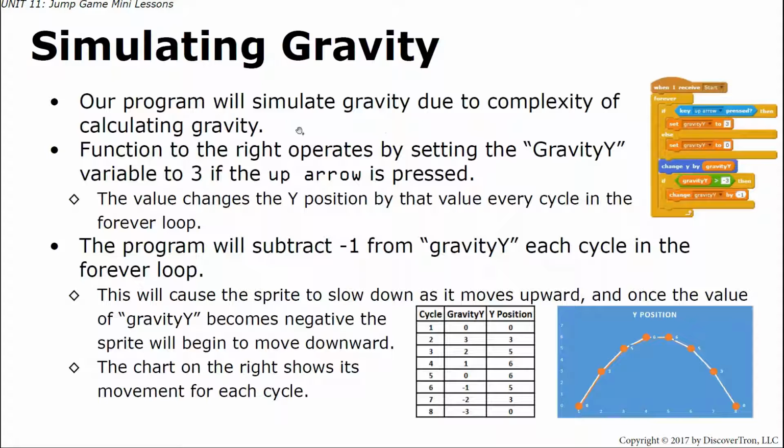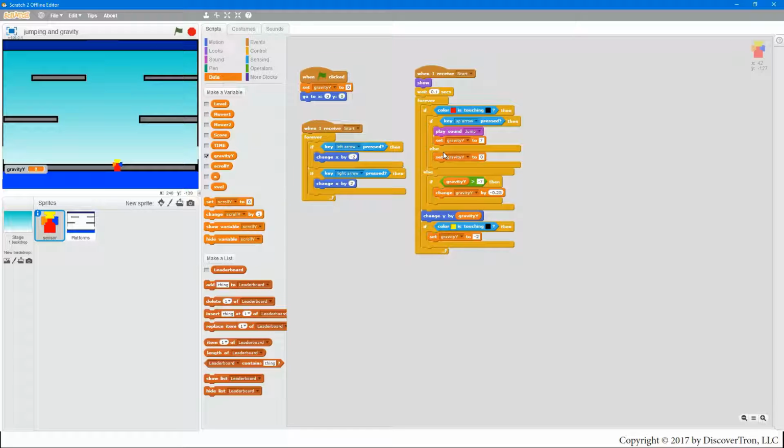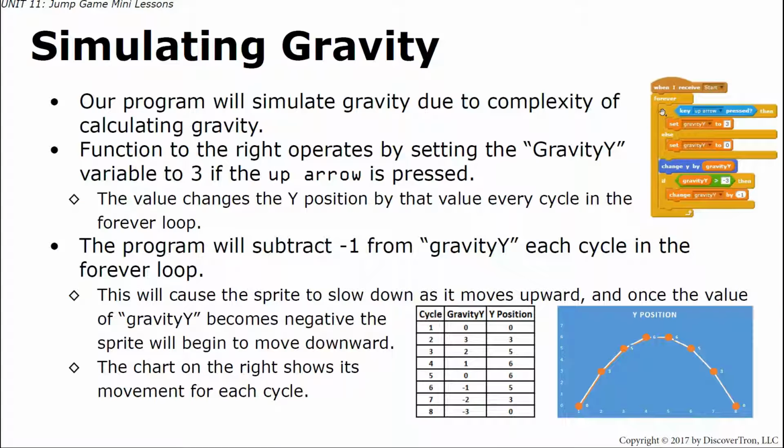Okay, so our program is going to simulate gravity, due to, oh yeah, I already talked about that. There's our code. We already walked through that. You got a general idea. This function right here that I set up is a simplified function of what you saw over here. This is the complex one that you'll be making. This one's a little bit more simple example, and what I did with this is I wanted you to see the data values in this little data chart right here as we cycle through the forever loop and how we change the gravity Y position.